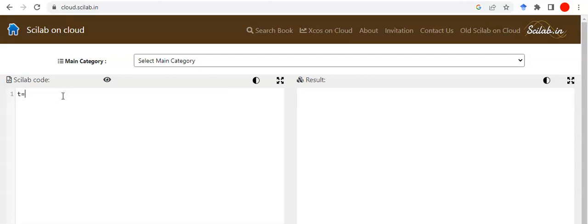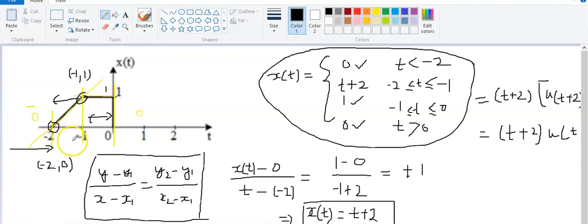So t, let us define t to be varying from -2 in the steps of 0.01 to, let us say, 4. Okay, t is defined. Then we define xt. What is xt? t plus 2 अभी हमने ड्राइव किया है, and its value is t plus 2 when t is between -2 and -1, तो इसकी वैल्यू है t plus 2.